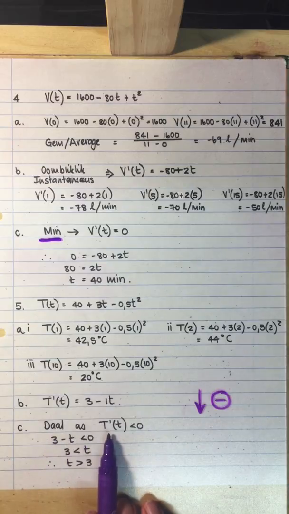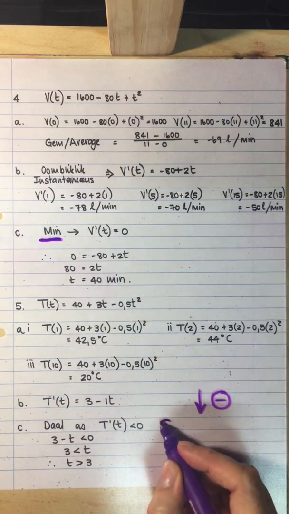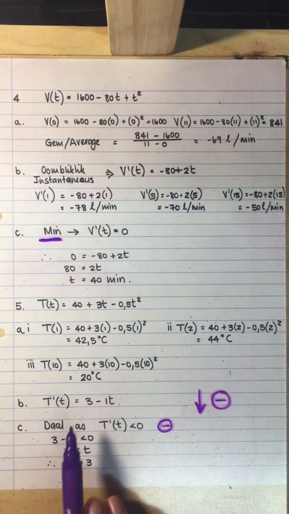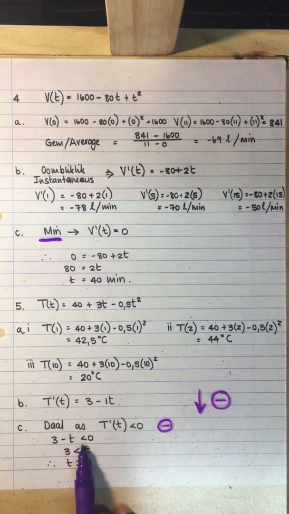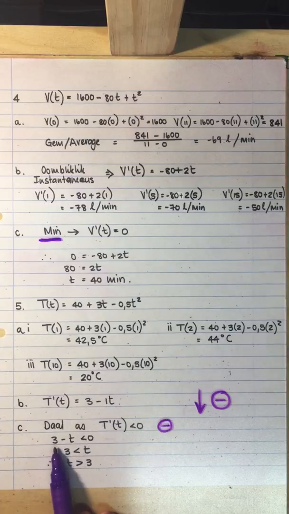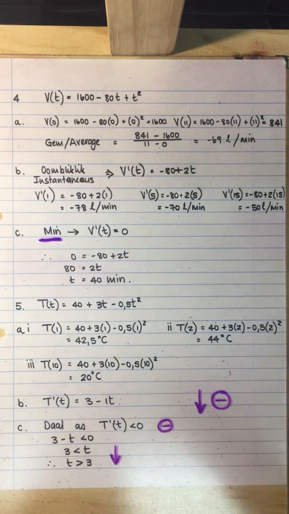So we will take the derivative and make it smaller than 0. Smaller than 0 always means a negative number. So the derivative, 3 minus t, must be smaller than 0. 3 minus t must be negative. And if we solve for the value of t, we will see that from the time t greater than 3, the temperature started decreasing.